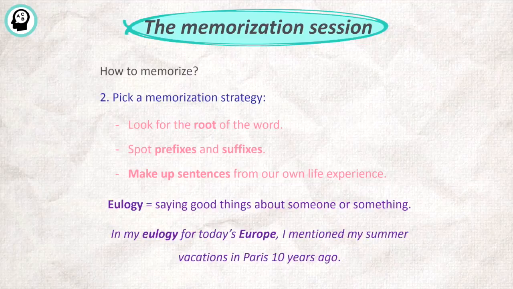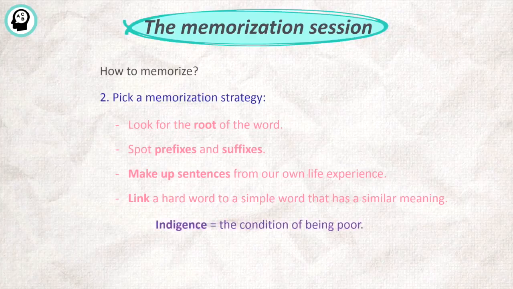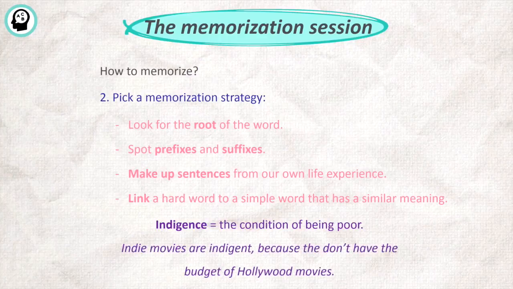Another strategy is linking a hard word to a simple word that has a similar meaning. Indigence, for example, is the condition of being poor. We can remember that quickly if we tell ourselves that indie movies are indigent because they don't have the budget of Hollywood movies. That's kind of silly, of course, but you're going to remember that now, right?